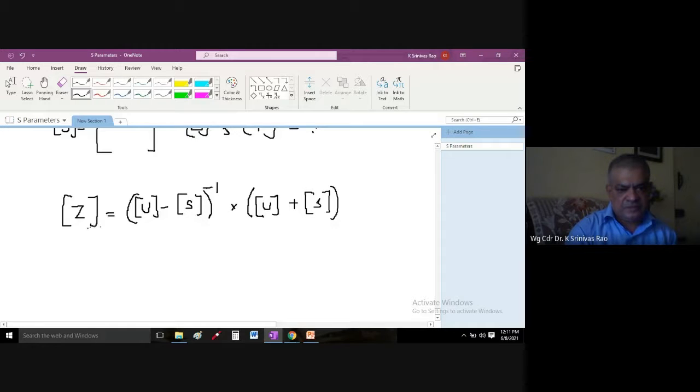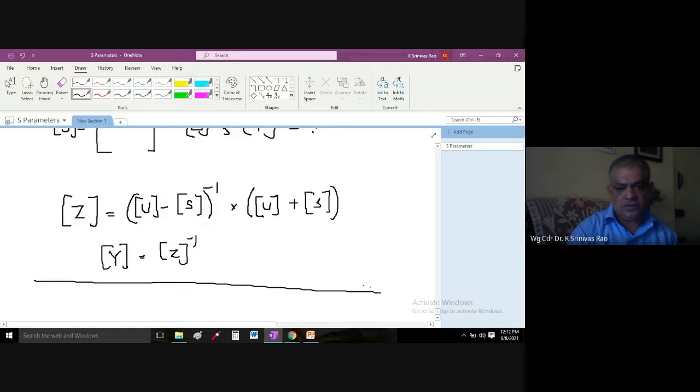Once you get Z, from Z you can calculate Y easily. How do you calculate Y? Just take the inverse of Z. That's all. So this is how we can go ahead with these problems, with the formulas which I have shown.